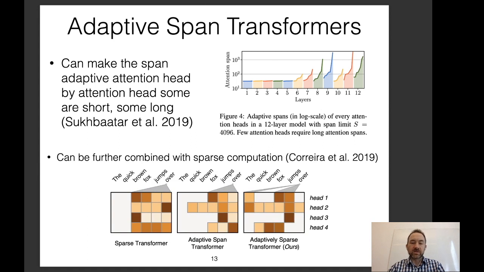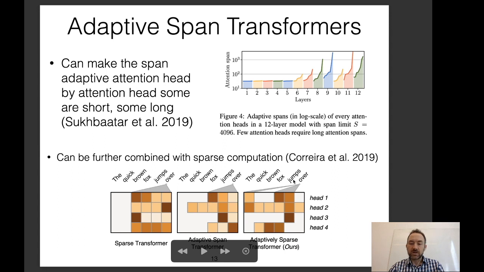So these can be combined together. The ideas of sparsity and adaptivity can be combined together. If we look at the sparse transformer, it has a local context window and then strides back into the past. The adaptive span transformer has essentially different size spans for each attention head. And these different size spans are essentially fixed for each of the heads, or at least they're over the immediate past.